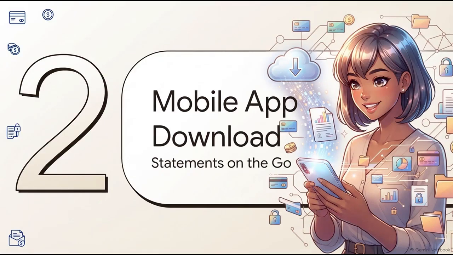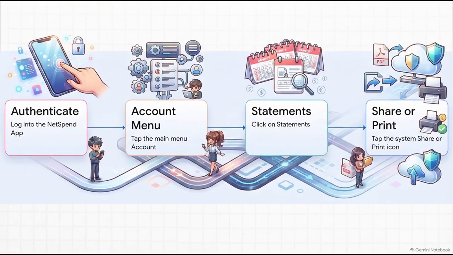Moving right along to Section 2, Mobile App Download Guide, Statements on the Go. If you're someone who manages your money mainly from your phone, this process is super similar, but you've got to navigate your phone's unique operating system interface. So, after authenticating in the app, you navigate to the exact same Account and then Statements menu. Pick your month, and the document pops up on your screen.